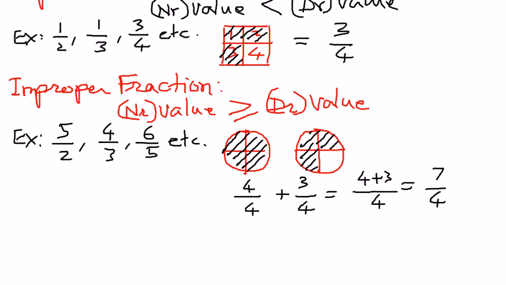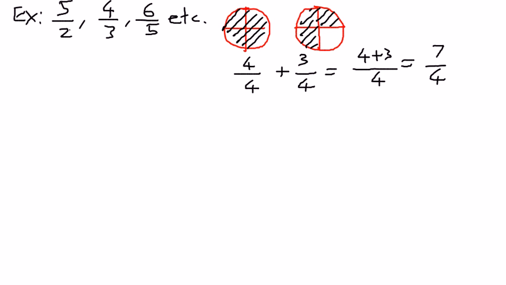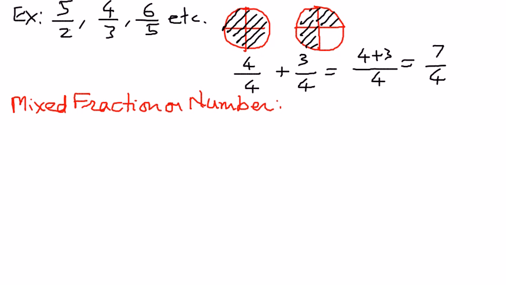We can visualize improper fractions as shown here. The third type of fraction we want to understand is called a mixed number or a mixed fraction. So we'll see what that is. Mixed fraction or a mixed number. In here, a mixed number is a number greater than 1 with a whole number part to it and a fraction part to it.